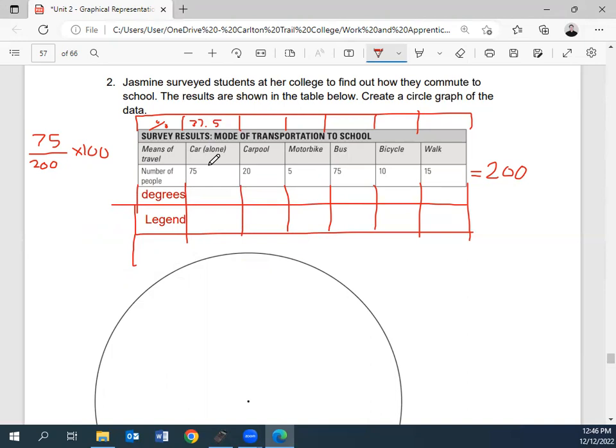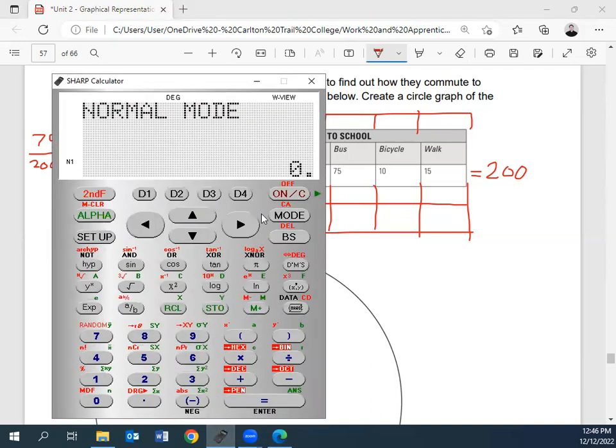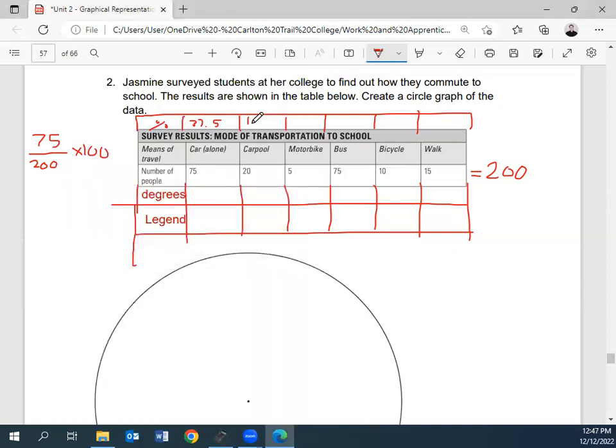So Aiden, how would I figure out the percentage of people who carpool? So you take the 20 and you divide it by 200, and then you multiply that by 100. Yeah, so 20 divided by 200, all times by 100, right? Because that's what turns it from a decimal to a percentage. That's why we times by 100. So 10%, 10% of my chart is people who carpool.